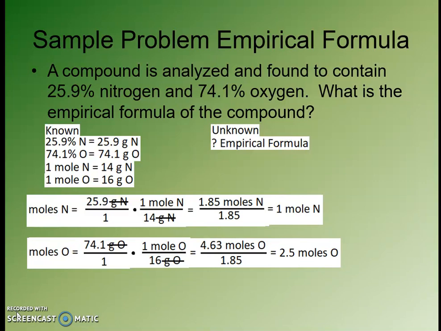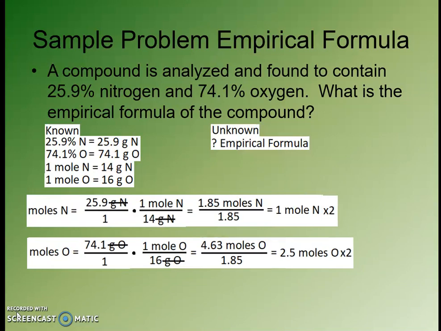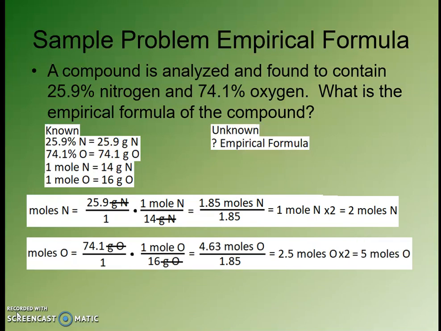So I've got to figure out what I can do to those ratios to make them whole numbers. Since I have a decimal of 0.5, if I multiply it by 2, that makes the halves go away. So I can multiply both by 2, not changing the overall ratio. So 1 times 2, I have 2 moles of nitrogen, 2.5 times 2 for every 5 moles of oxygen. So I have 2 moles to 5 moles, or 2 atoms to 5 atoms. So I know that the empirical formula, the lowest whole number ratio for this compound, is N2O5.